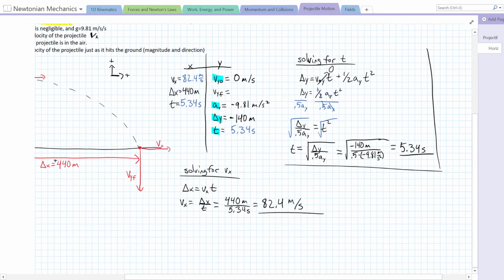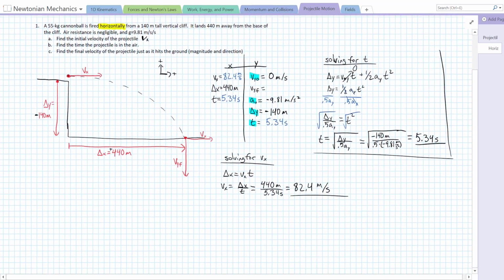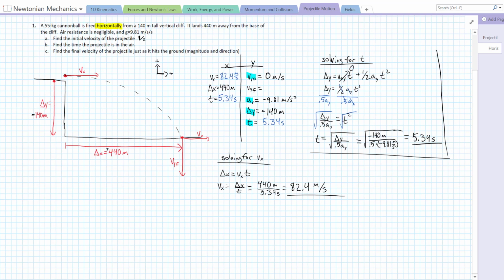So if we go back to our problem, we needed to find the initial velocity of the projectile, vx. So I'm going to just put a little solution box over here. Solution. vx is equal to 82.4 meters per second. And in part B, we needed to find the total time the projectile is in the air. T is equal to 5.34 seconds.